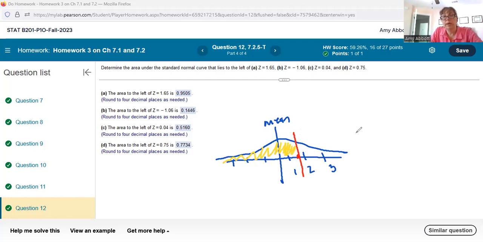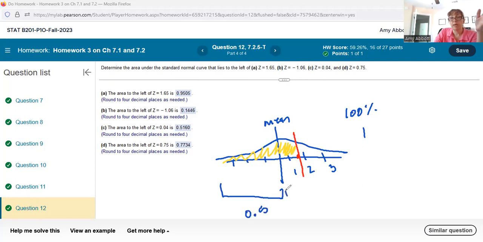So that would be all of this. All right. And I just want to point out and remind you that the area under that curve is 100%, or the number 1. That's the area under the curve. And we want to know just the piece that's there. And this half of it is 50% or 0.5. And the other half is 50% or 0.5. And it adds up to a total of 100% or 1.